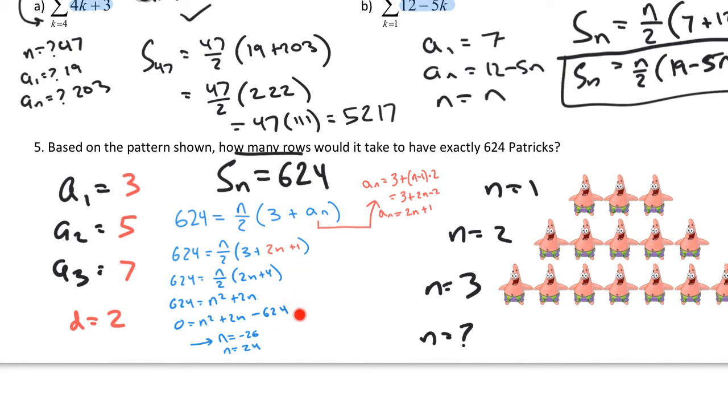You use your calculator or use a graph. You get n equals negative 26 or positive 24. Obviously, we can't be negative for the n value, so we get that there are 24 rows of Patricks. That would give us a total of 624.